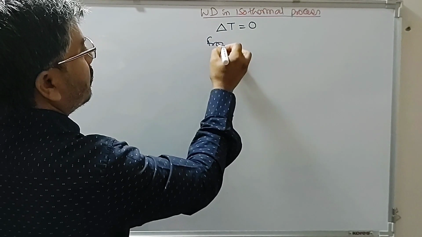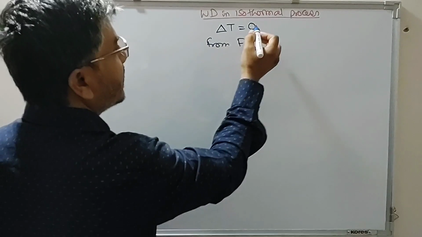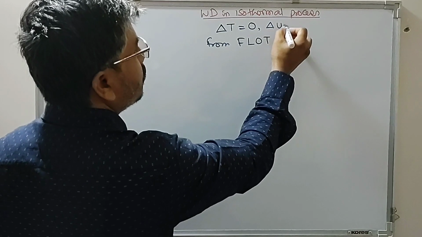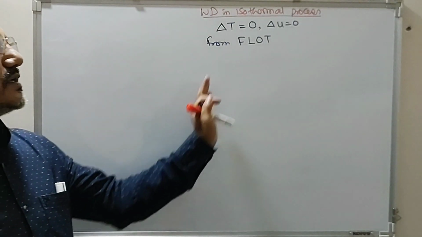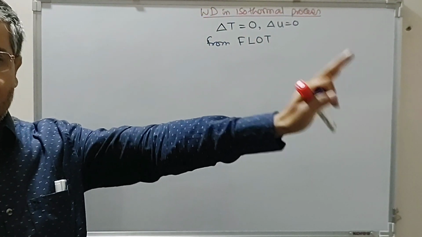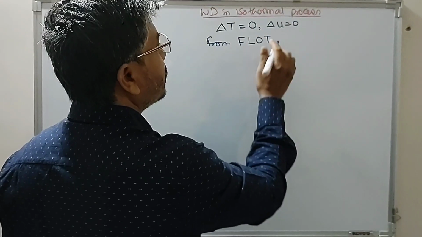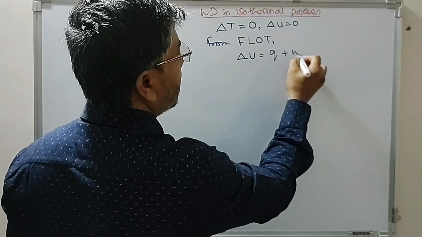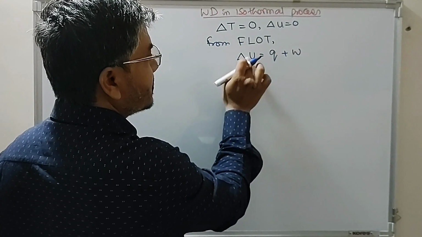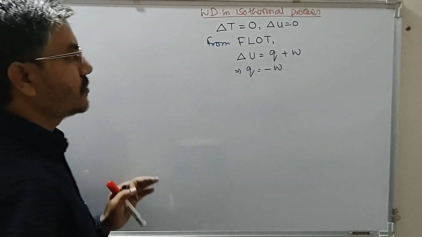Now, from the first law of thermodynamics, if delta T is 0, then delta U will also be 0 for an ideal case, as we have explained earlier. For an ideal case, U is a function of temperature only. If temperature remains constant, delta U will also be 0. So from the first law of thermodynamics, we have delta U is equal to Q plus work done. So this being 0, we have Q is equal to minus work done, or we can say minus Q is equal to work done.